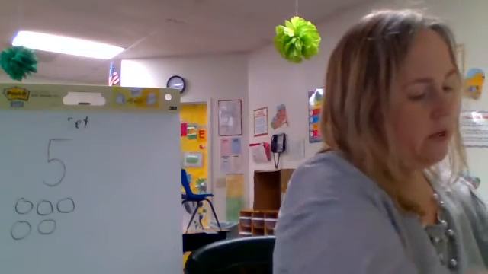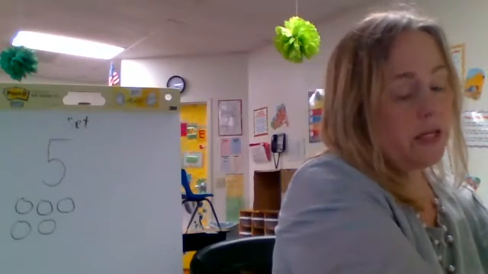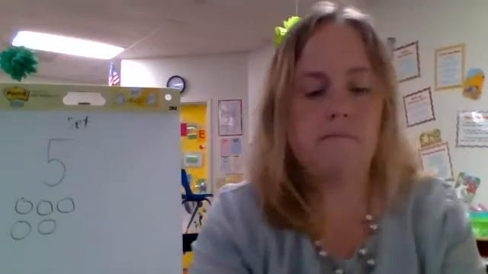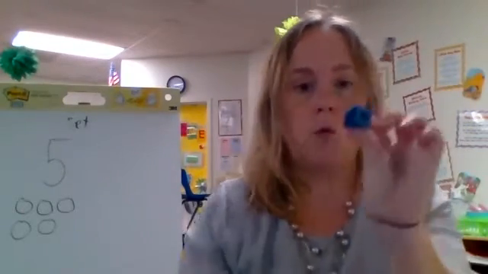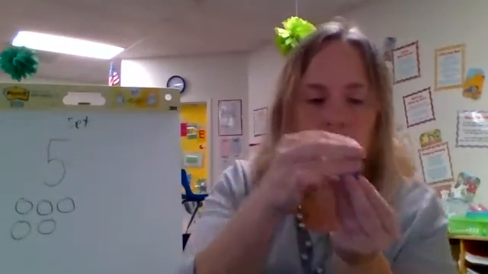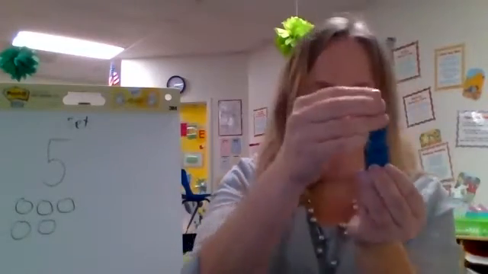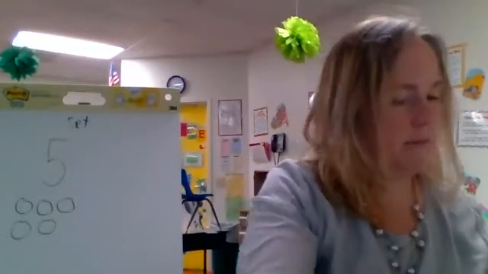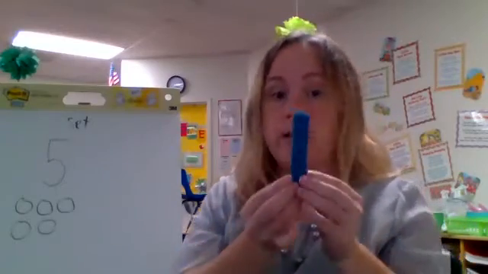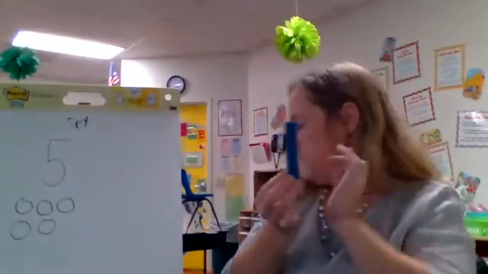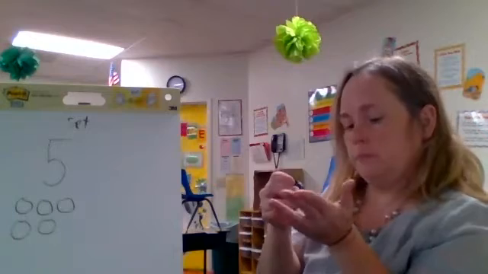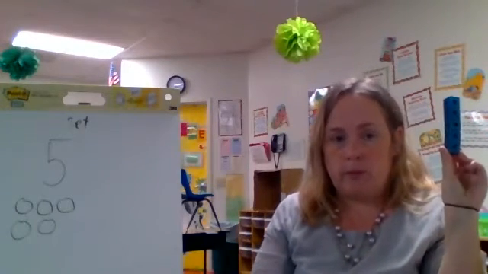Now I'm going to get my counting cubes and I'm going to build a tower of 5. 1, 2, 3, 4, 5. Now you build a tower of 5. What color is Miss Beck's tower? Blue.